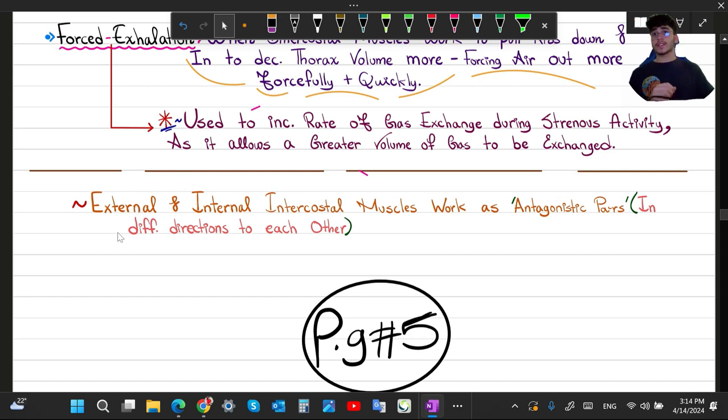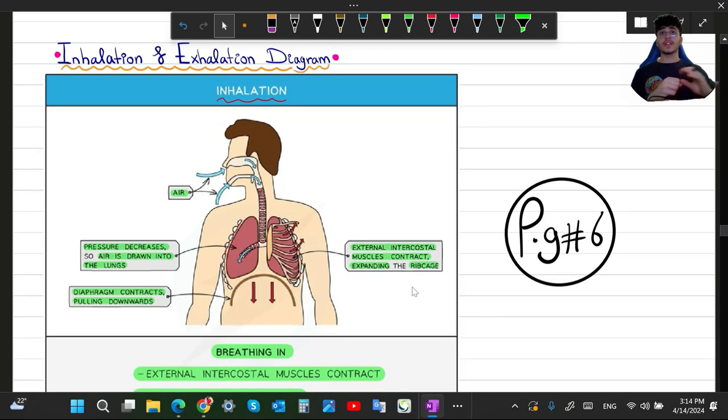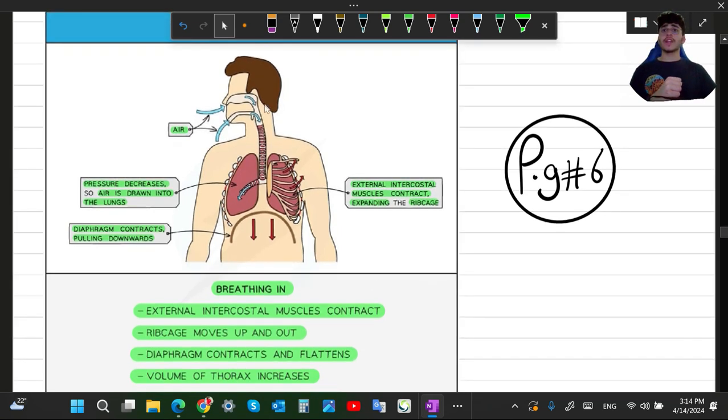A short fact: external and internal intercostal muscles work as antagonistic pairs. This means they work in different directions to each other. Inhalation and exhalation diagrams. So during inhalation, what's happening? Air is going inside the lungs, through the mouth, trachea, into the bronchi, and into the lungs.